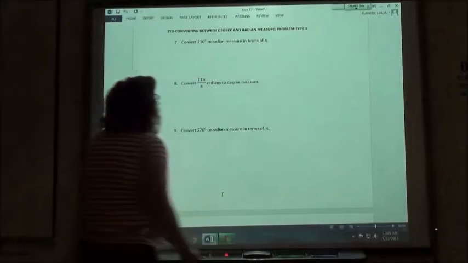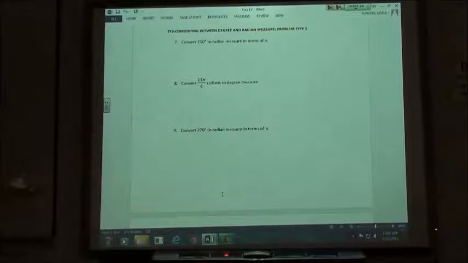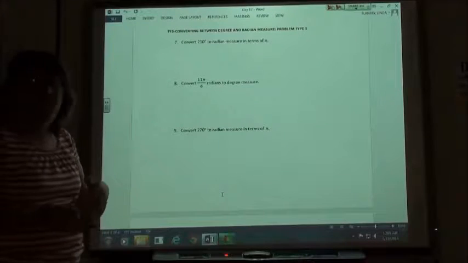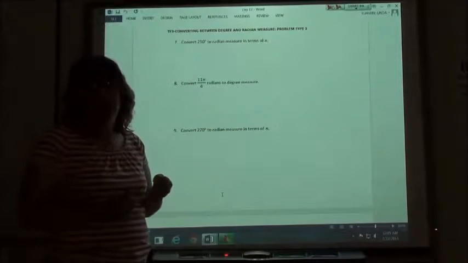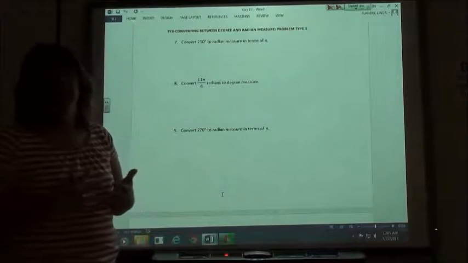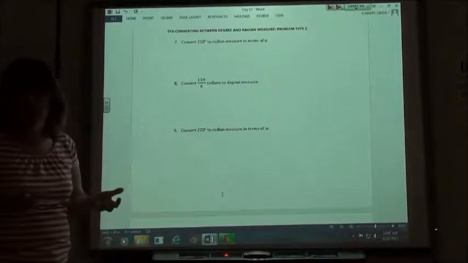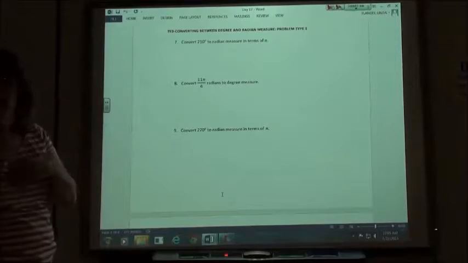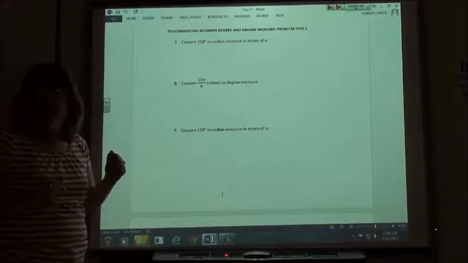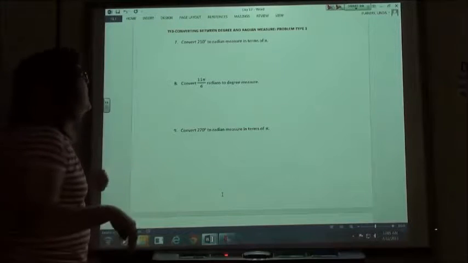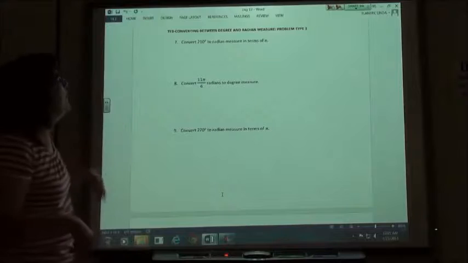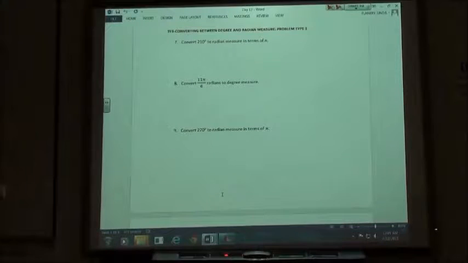Seven, 8, and 9, we are converting between degree measure and radian measure. We're used to measuring things in degrees. Radians is really equivalent to that, but it's a different form of measurement, kind of like feet and meters are different forms of measuring the same kind of thing. They're used to measure an angle, but you can measure it in degrees or you can measure it in radians.